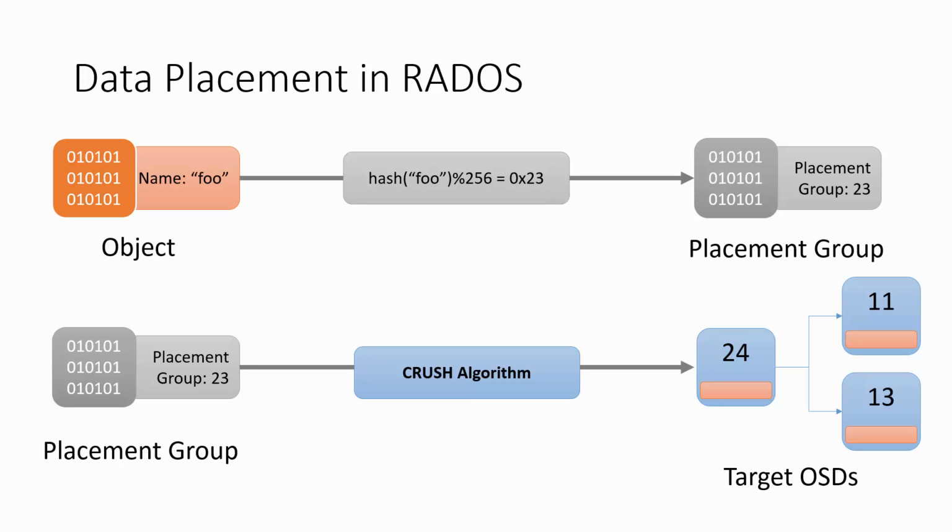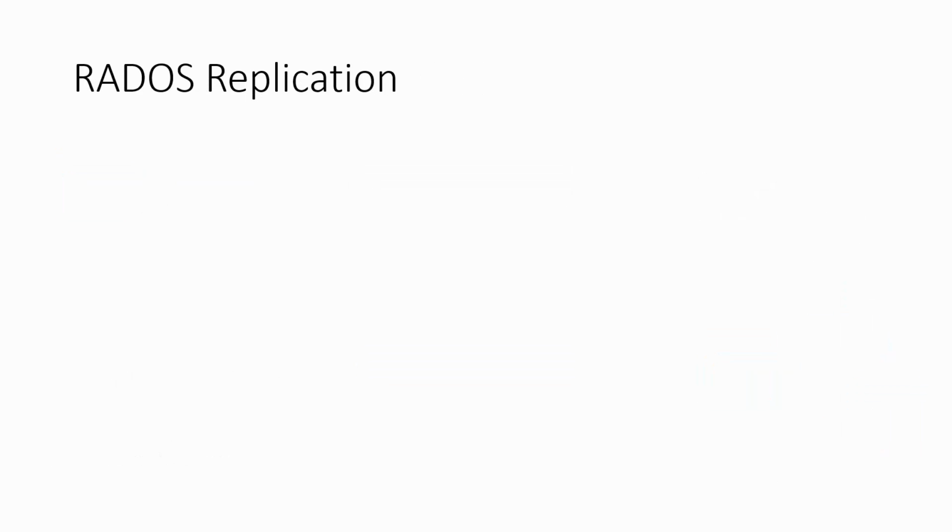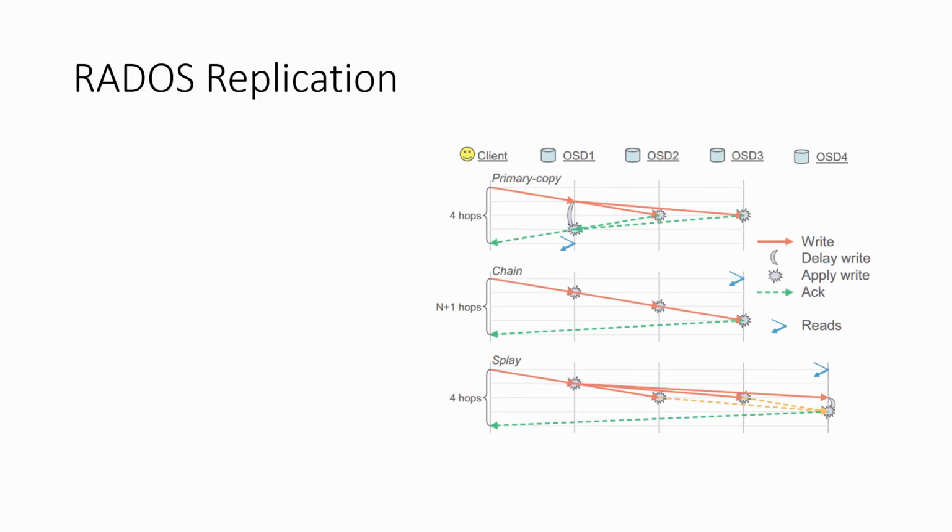In this example, 24 is the primary target OSD for this particular key, and 11 and 13 are the replicas or backups. Finally, we'll look at some of the modes at which RADOS supports replication in the cluster. There are three main methods that RADOS uses to replicate data in the cluster. The first idea is of primary copy replication.